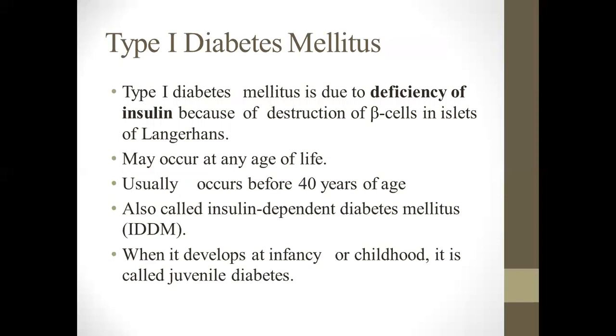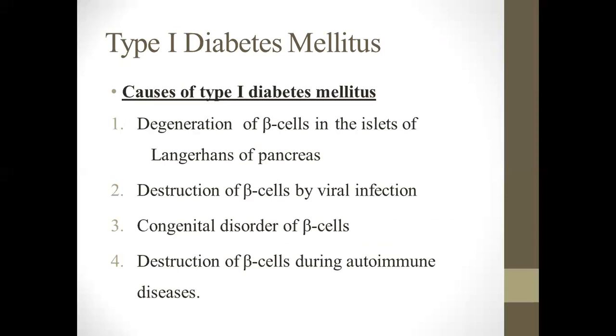Type 1 diabetes is basically a deficiency of insulin because of the destruction of the beta cell in the islets of Langerhans. It may occur at any age, but it usually occurs before age 40. It totally depends on insulin, so it is known as insulin dependent diabetes mellitus and type 1 diabetes mellitus. And when it develops at infancy or childhood, it is known as juvenile diabetes.